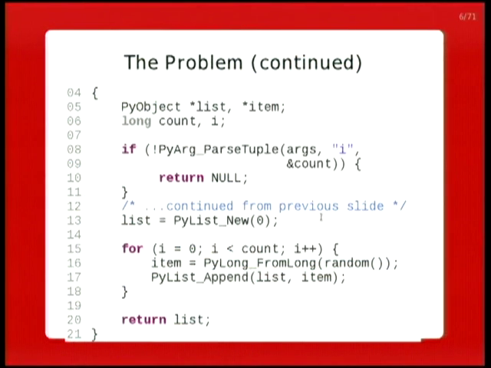So we make a PyLong object at line 16 inside the loop, PyLong_FromLong. Use random, the C function, to create a random value. We make item, and PyList_Append the list and item, append that new item to the end of the list, and loop, and eventually you return the new list. So how many bugs can you see in this code? I count 5. I don't know if everyone can. I'll explain the bugs that I can see in here.